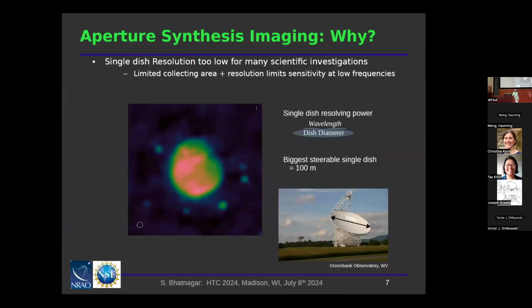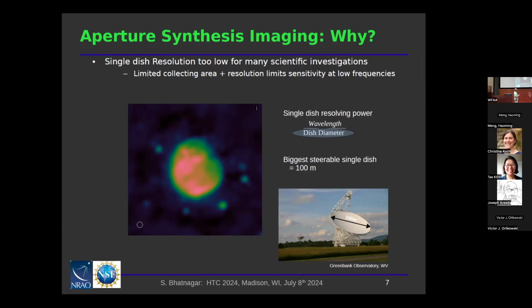Why do we do it this way? As I said, because of resolution. If you take the largest single dish steerable telescope, in Green Bank in West Virginia, it's 100 meters. Going beyond that in terms of single aperture is very hard. It gets expensive, clunky, and all that. And this is a supernova remnant that I studied a long time ago. If you make an image with the Green Bank telescope, this is how you'll see it.